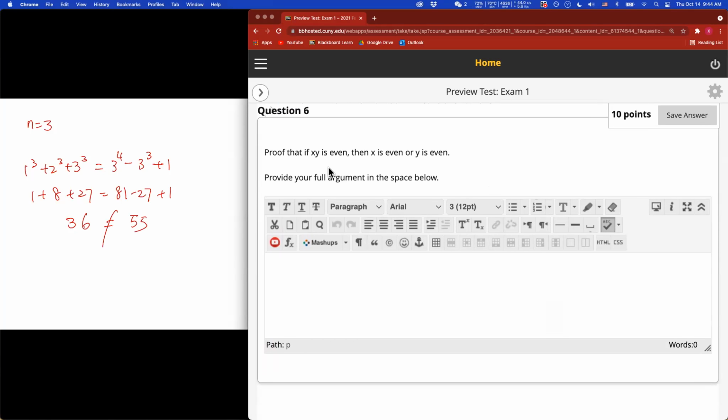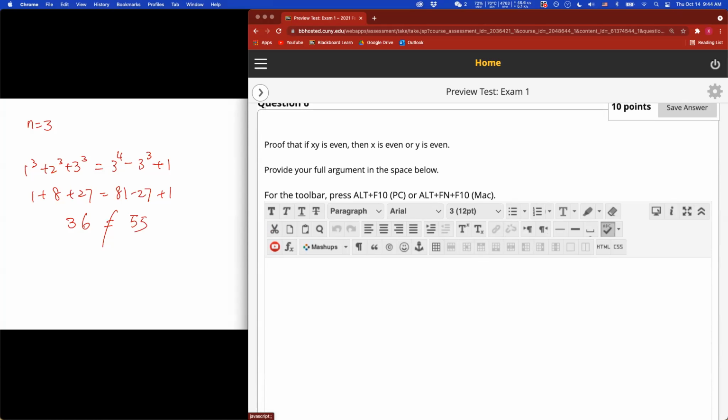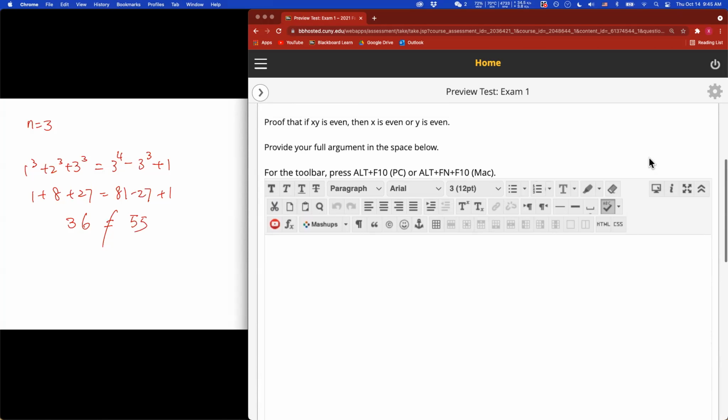Okay, so here you want to prove that if xy is even, then x is even or y is even. There are different ways you can prove it. You can either prove by contrapositive, which means you will rewrite the statement.